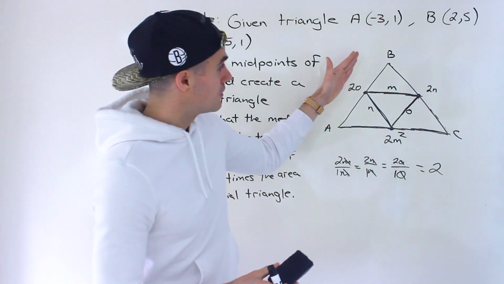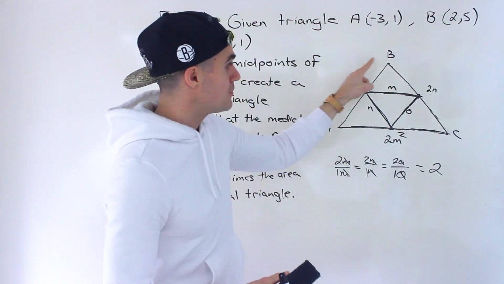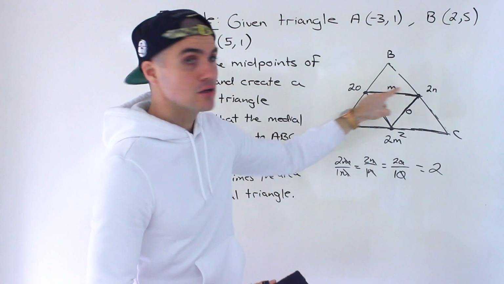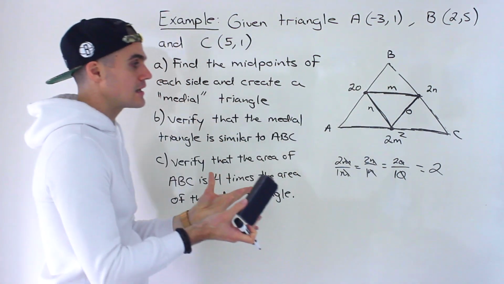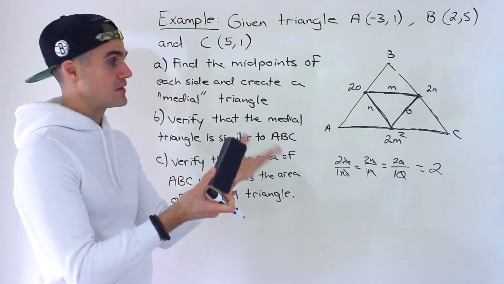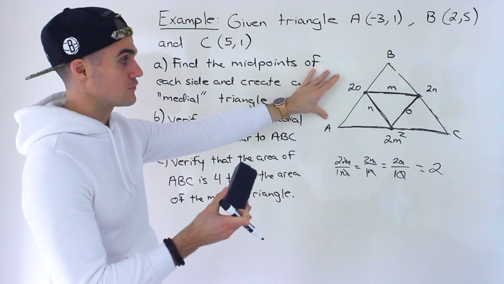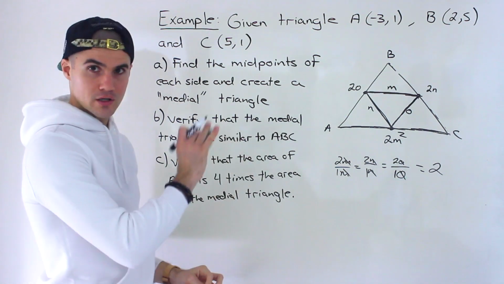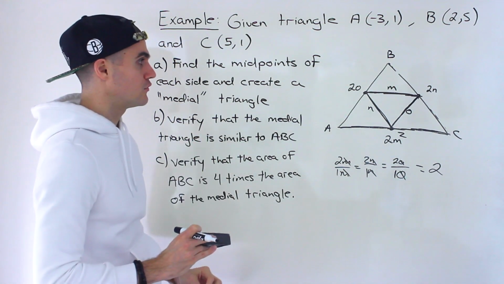We can find the lengths of AB, BC, AC, then we could find the lengths of the medial triangle, and we're going to see that all of the lengths of the medial triangle are going to be half of the lengths of the larger triangle. And then from there, we prove that it's similar, according to how we explained similarity before.